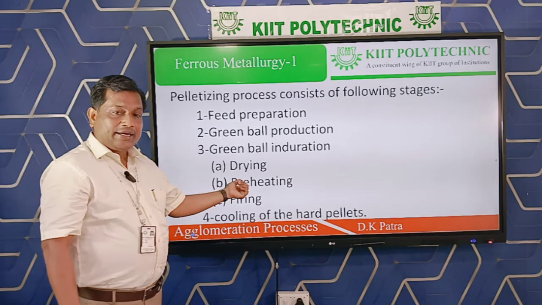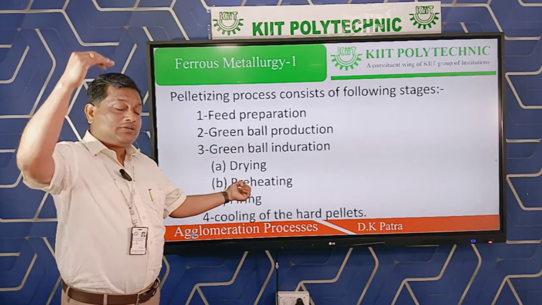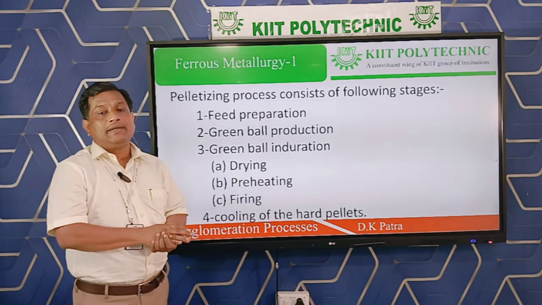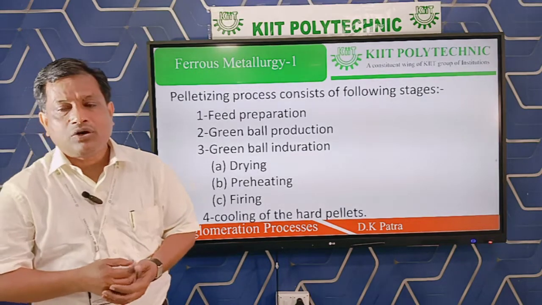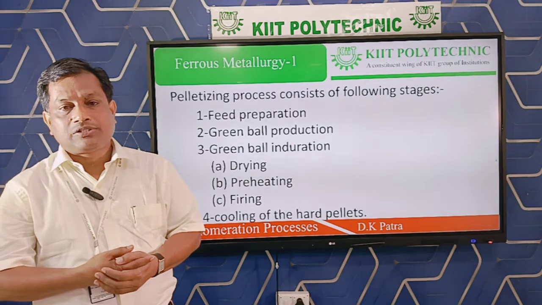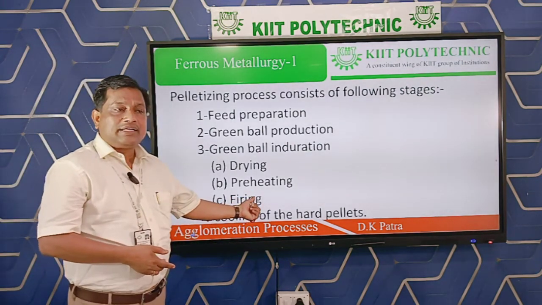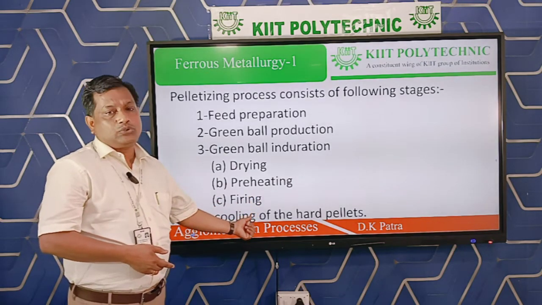First it will be dried, then it will be heated to a little higher temperature, preheated, then it will be fired to a temperature of around 1200 to 1350 degrees centigrade. Here we are producing balls of around 8 to 10 millimeter diameter. And after firing to 1300 or 1350 degrees centigrade, again it has to be brought down to room temperature.